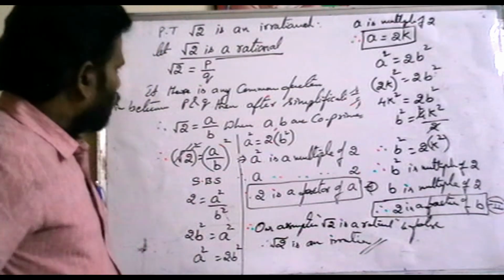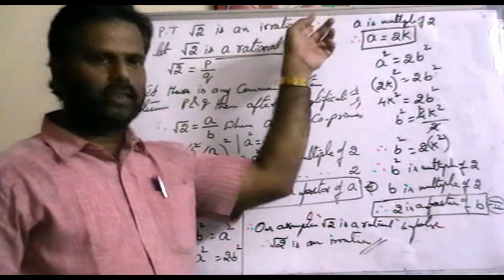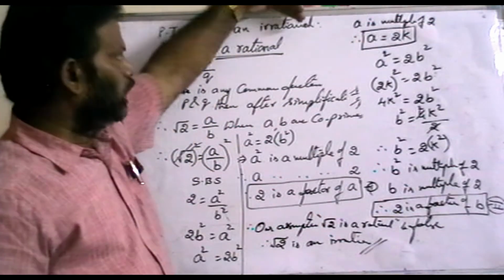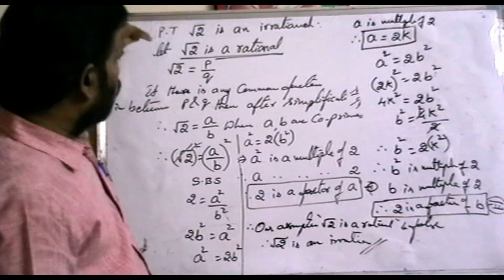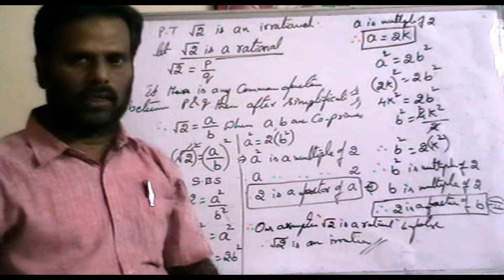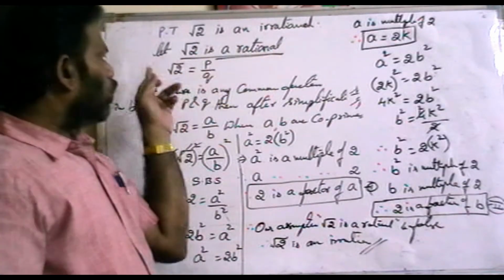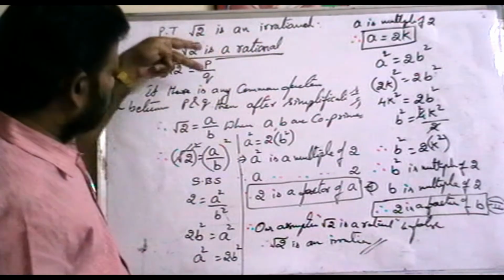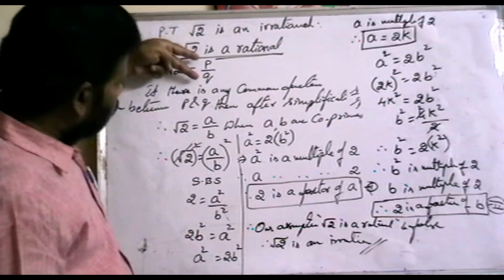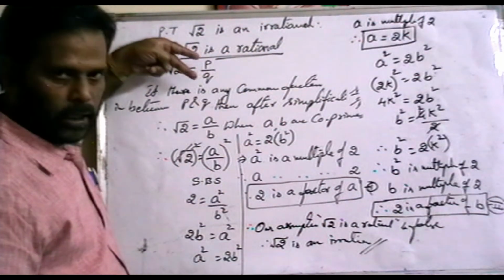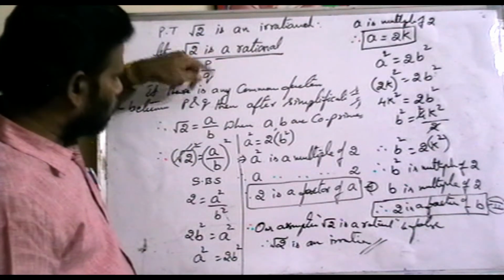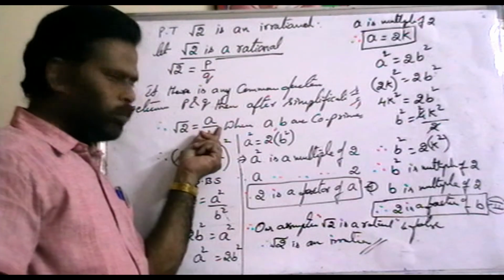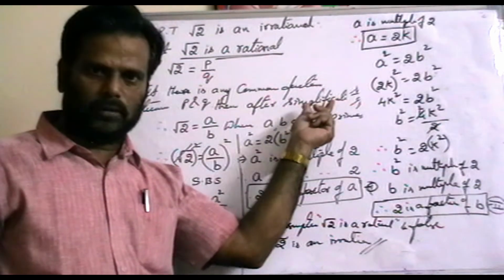See, actually we know that root 2 is an irrational. But to prove that root 2 is an irrational, it is an indirect proof. Let us assume that root 2 is a rational. If it is a rational, root 2 is in the form of p by q. If there is any common factor between p and q, then after simplification we'll get some a by b. Root 2 is equal to a by b, where a and b are co-primes, right?